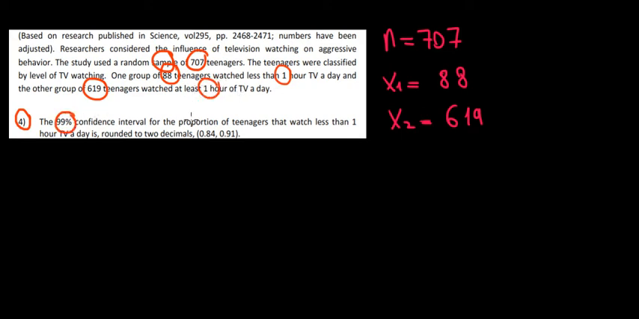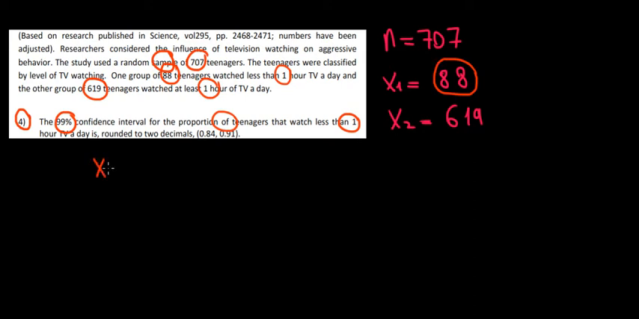The 99% confidence interval for the proportion of teenagers who watch TV less than 1 hour a day is the following. So let's understand the intuition. Why do we have this confidence interval to begin with? Now, this is going to be the proportion of teenagers that watch TV less than 1 hour a day. 88 people out of 707.